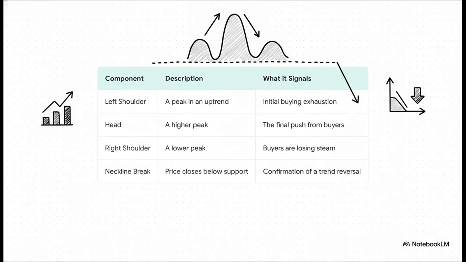So one of the most famous of all these patterns is the head and shoulders. And we've got it laid out right here. You see that first peak? That's the left shoulder. Then there's one final big push higher, that's the head. And then a weaker attempt, that's the right shoulder. What this is telling you is that the buyers are getting exhausted. But the real signal, the confirmation, is when the price breaks that neckline, that support level. That's when you know the trend might be reversing.